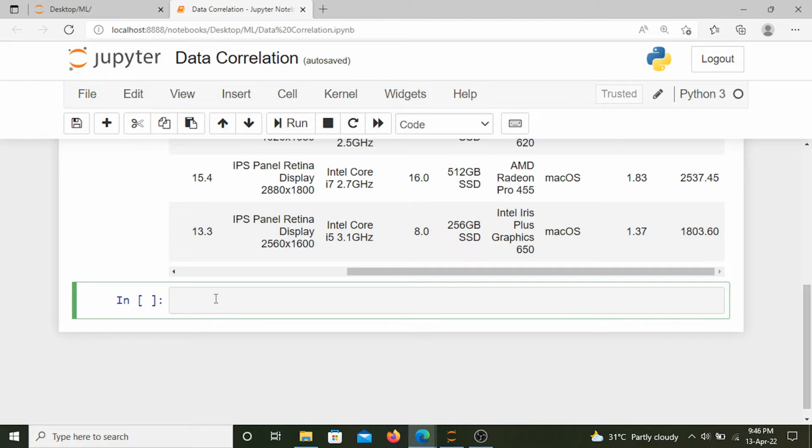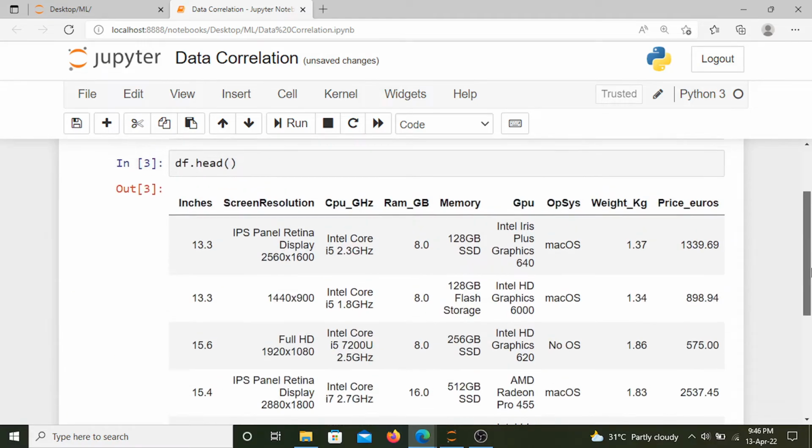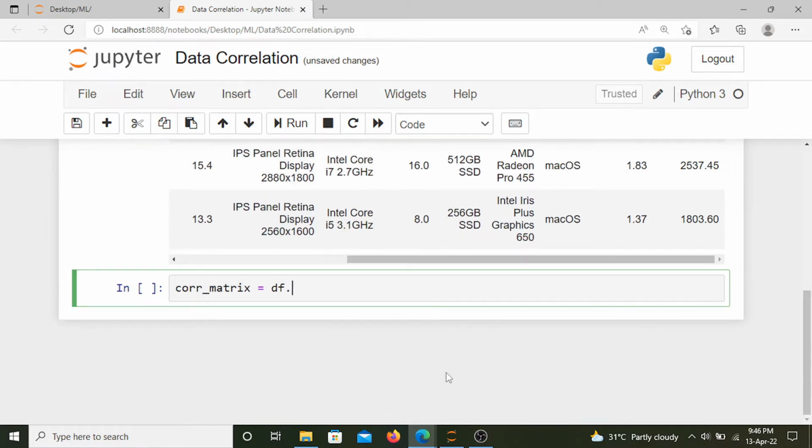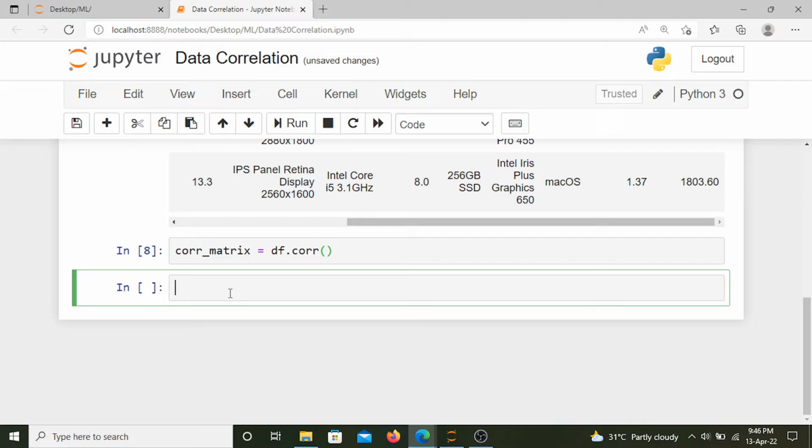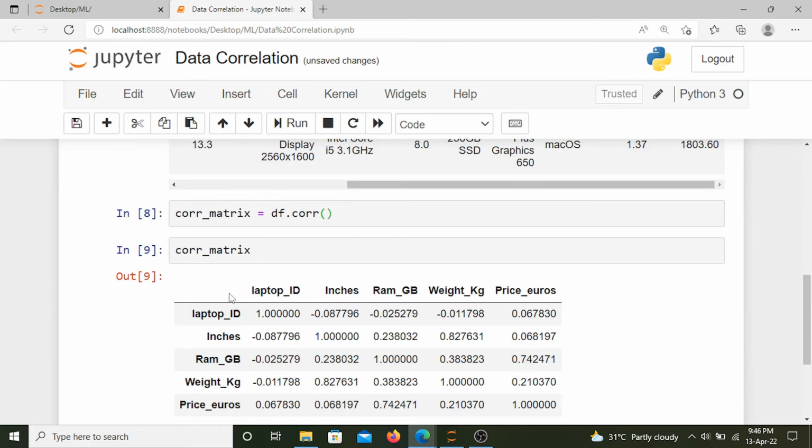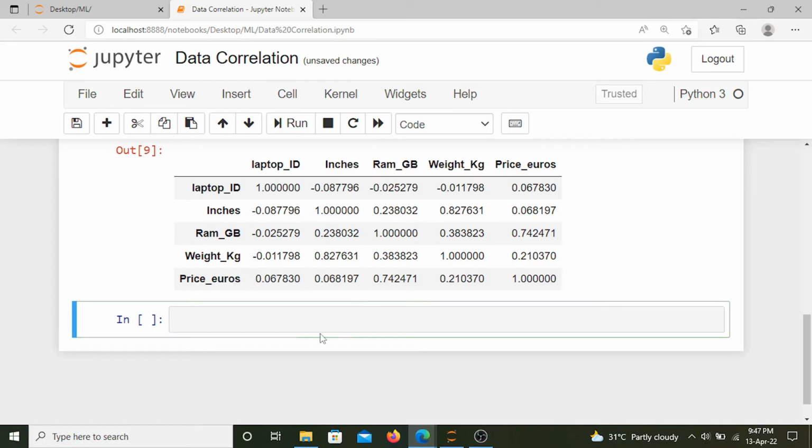So we can do that using a method. Let's name our variable core metrics, and df is the name of our data. We'll apply the correlation method represented by corr. This is the correlation method, and using this, we can get the correlation matrix. We are only interested in how the price is related to other variables, so we can simply extract the price in euros.